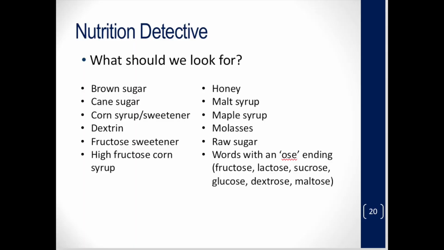But when we're looking at ingredients lists and looking for sugar that is in the product, some of them are going to be pretty obvious. You'll see things like brown sugar, cane sugar, or raw sugar. I mean, you know those things are sugar. But then you'll start to see some slightly more complicated names. Things like corn syrup, high fructose corn syrup, maltose, dextrose, dextrin. All of these things are different forms of sugar.